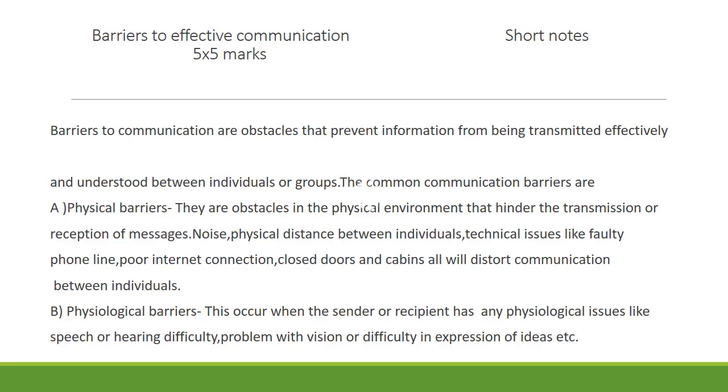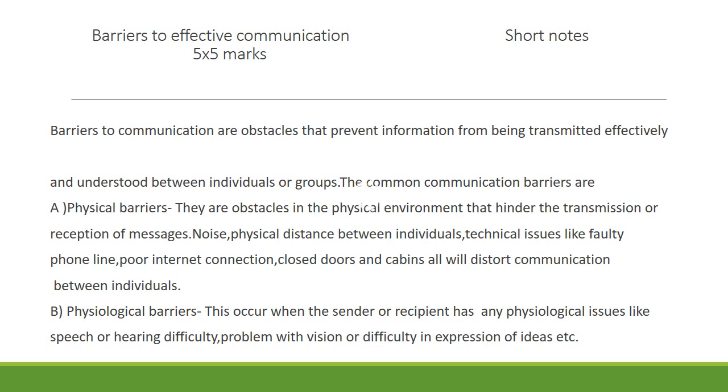Barriers to communication are obstacles that prevent information from being transmitted effectively and understood between individuals or groups. So barriers of communication mean they are obstacles that prevent conveying of messages or information from sender to recipient. There is an obstacle between the sender and the recipient. So it prevents information from transmitting from sender to recipient. So the common communication barriers are, first one, a physical barrier.